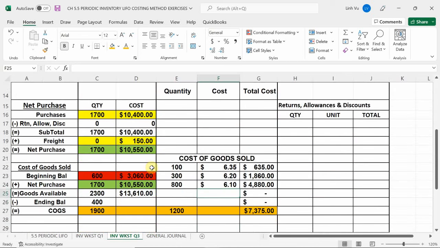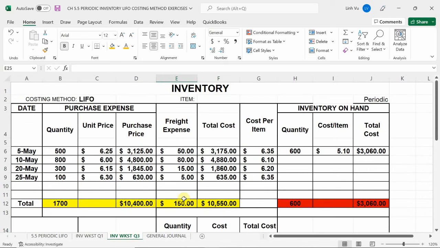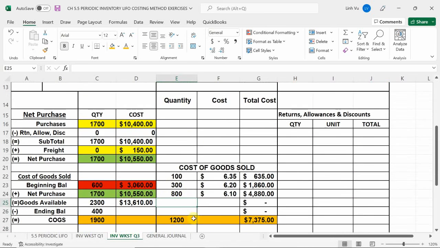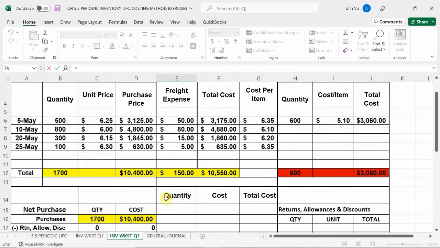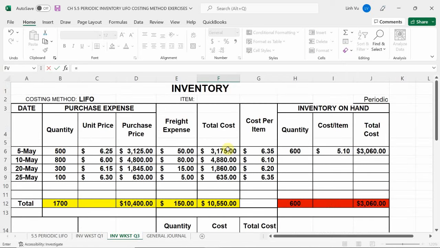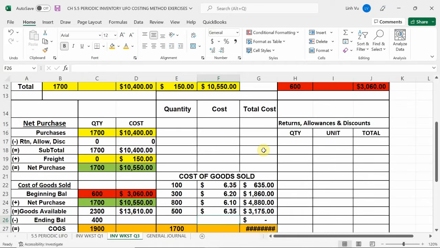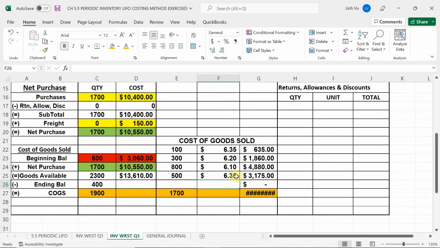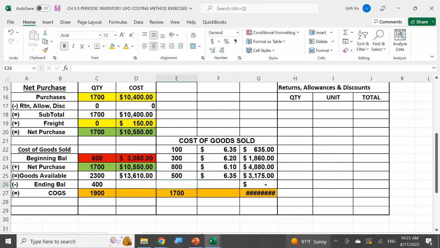Okay, now let's see how much I'm at right now. I'm at 1,200. I need to sell 700 more. So in this case, I need to keep going. So what's my next batch of inventory? The 500s. In this case, I'm going to eliminate that 500, at $6.35, giving me that 3,175. And then I'm at 1,700. I need to get to 1,900. So that means how many more do I need to keep selling?